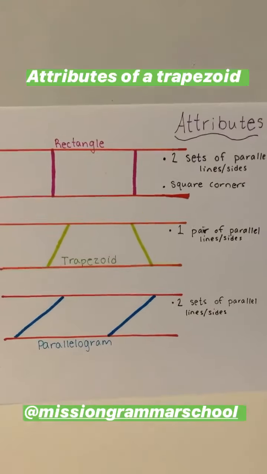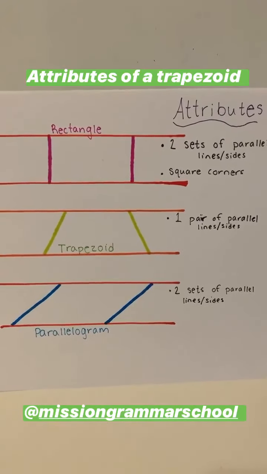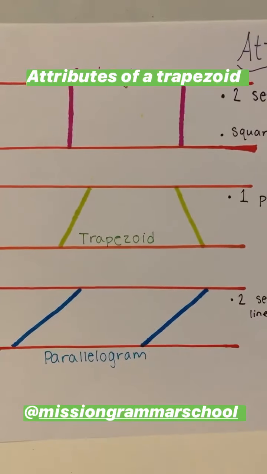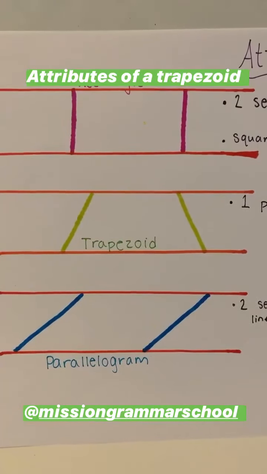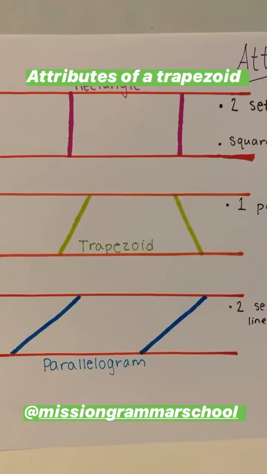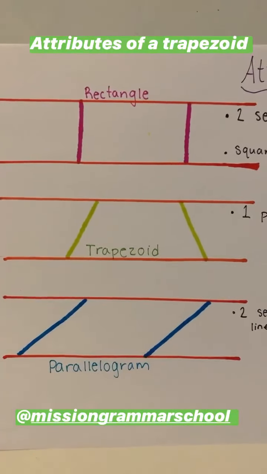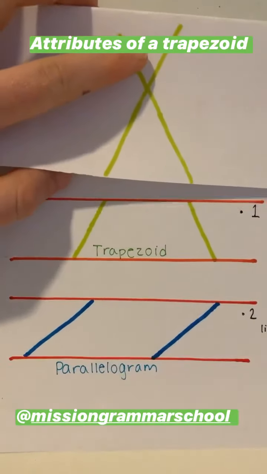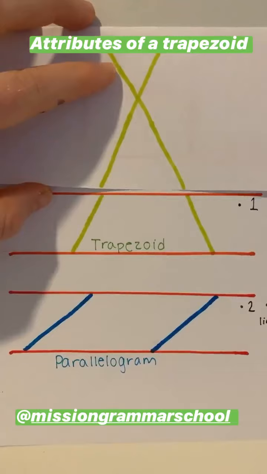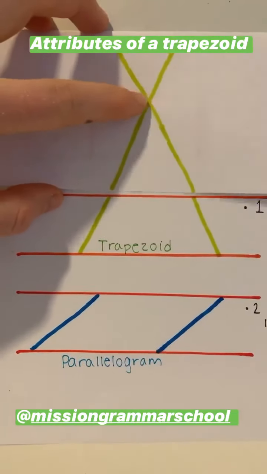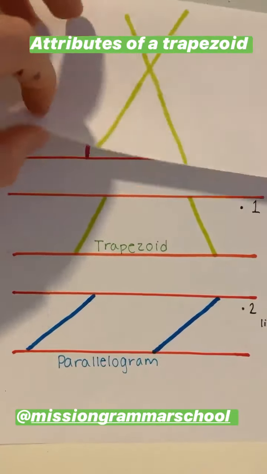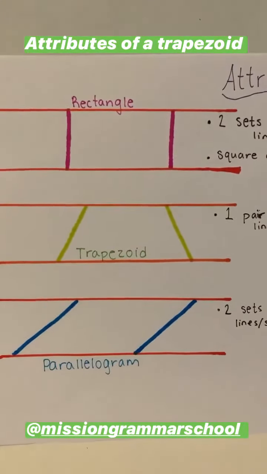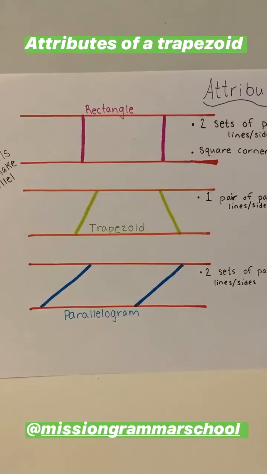For a trapezoid, all you need is one pair of parallel lines or sides. So on this trapezoid, my parallel sides are the orange or red lines, the top and the bottom. If I continue those, they will never touch. And then you can look at those green lines and you see, if I continued those green lines, what would happen? And you can see, eventually, they would cross, which makes them not parallel. So a trapezoid is a quadrilateral, a four-sided shape with one pair of parallel sides.